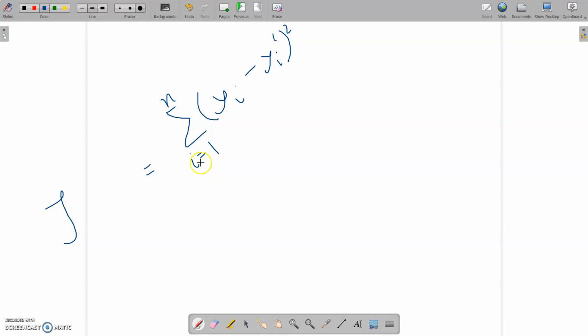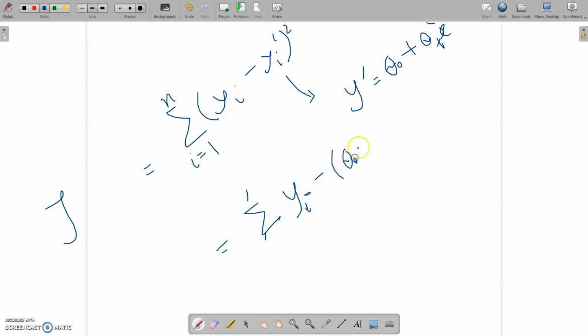Now think of it this way. This yi prime, what was the original equation? Y prime was your theta 0 plus theta 1 x, right? So this was the equation of your straight line. So you can also write it this way: summation of yi minus (theta 0 plus theta 1 xi), this whole portion, then square, where i equals 1 to n.